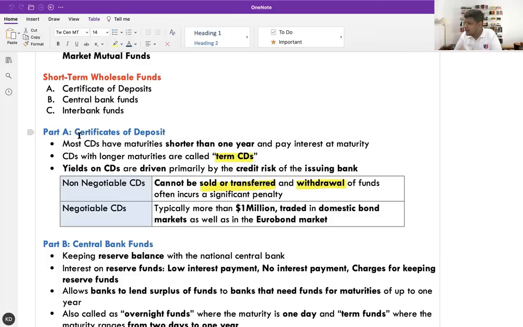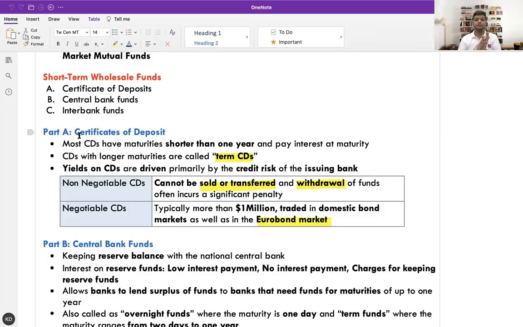But a negotiable CD is like a bond. If I have subscribed to it, but in between, if I need funds, I can sell it to someone else. Typically, amounts of more than 1 million are traded in the domestic bond market as well as in the Euro bond market, so they are also traded in the foreign market. For the investor, if I invest in the certificate of deposit of a bank, and if that's a negotiable CD, I may have invested in a 1-year CD, but after 2 months, if I want to sell it, I can sell it under the negotiable CD or non-negotiable? Negotiable, right? That's more lucrative for the investor.